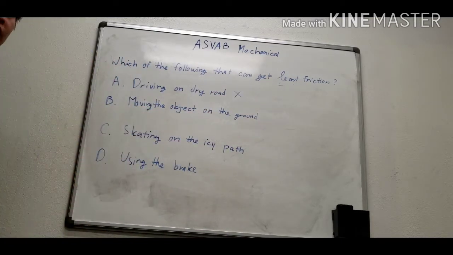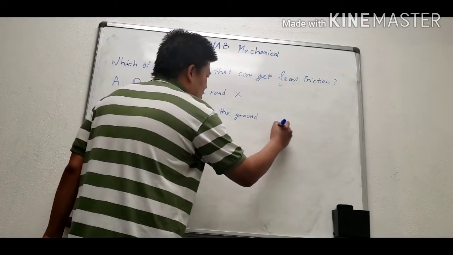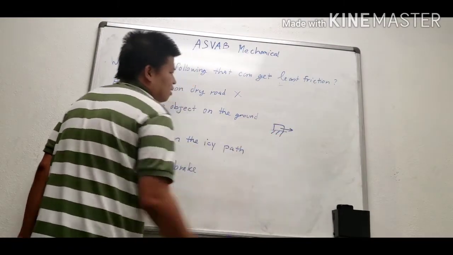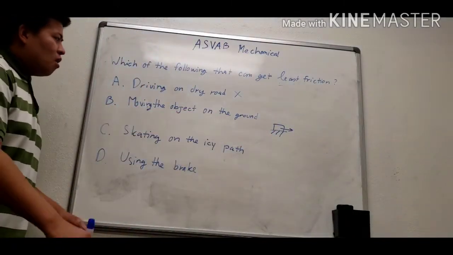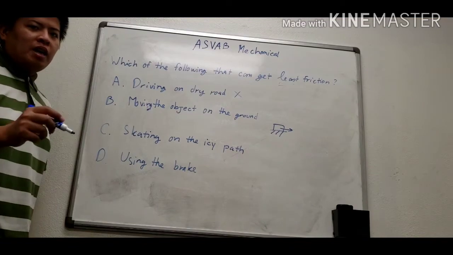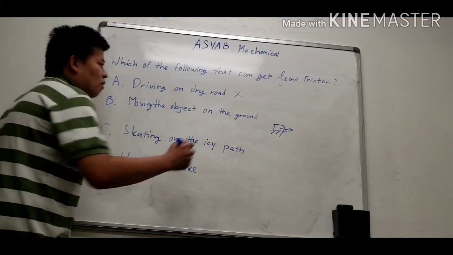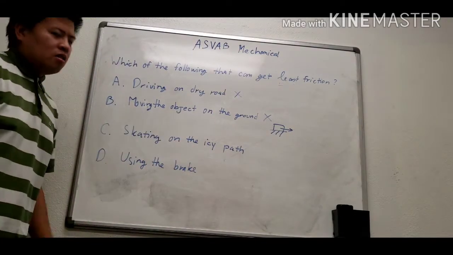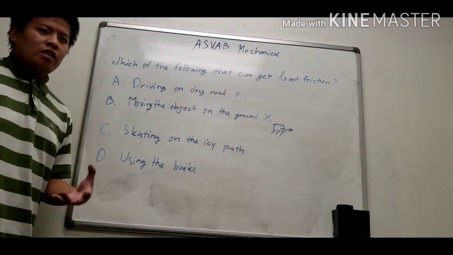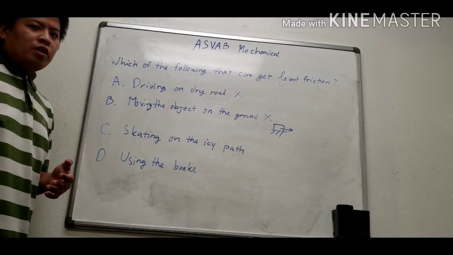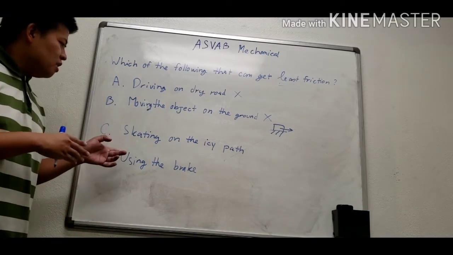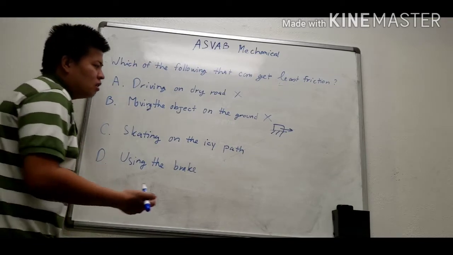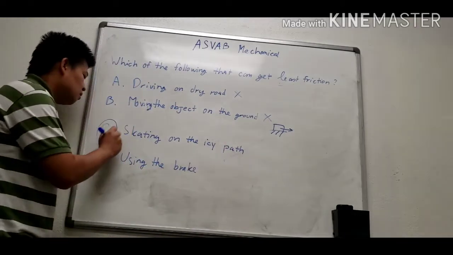Moving an object on the ground, just like we move the object here and we move it somewhere else, creates more friction between the object and the ground. So this is not correct. Skating on an icy path. This one is correct, because on the icy path you don't have much friction between the skates and the ice.